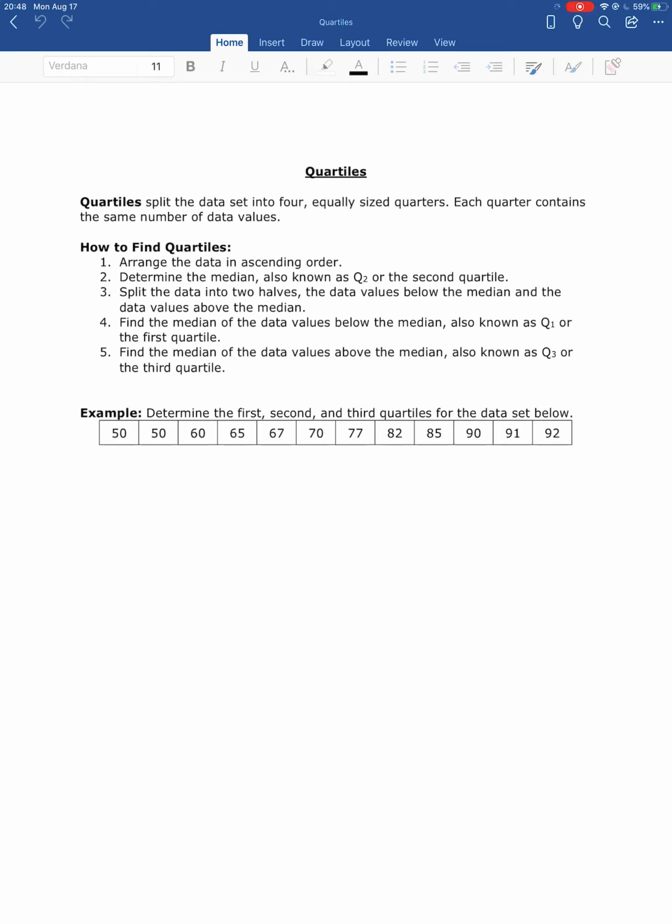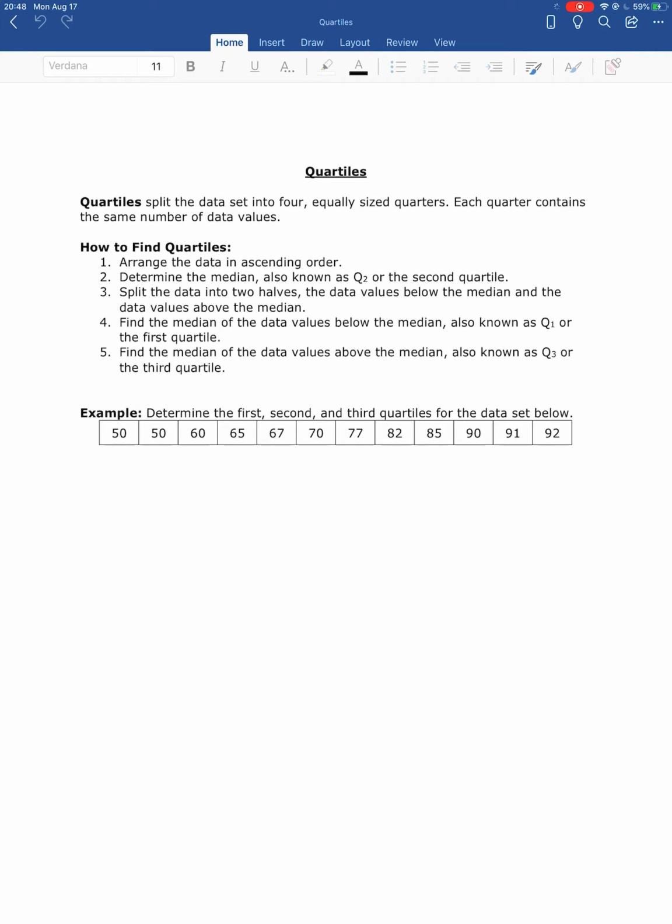Then we're going to find the median, which is also known as Q2 or the second quartile. Then, using the median as our dividing point, we're going to split our data into 2 halves: all of the values that are below the median and all of the values that are above the median. Then we're going to look at the data values below the median, and we're going to find the median of those values. That median is known as Q1 or the first quartile.